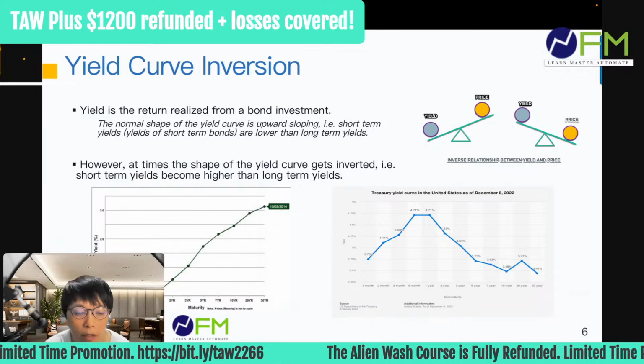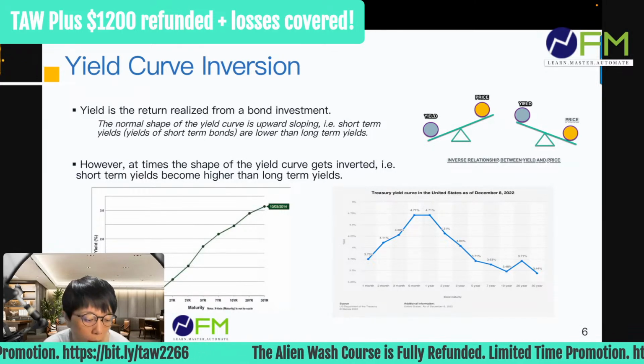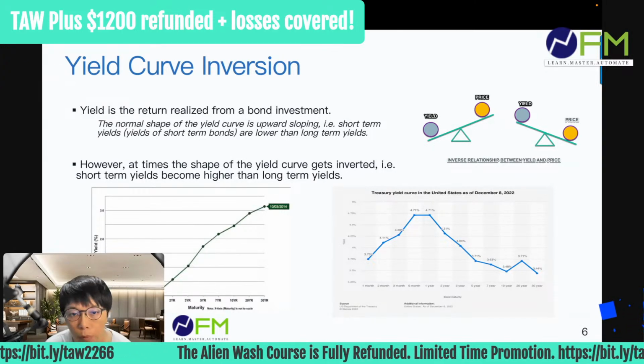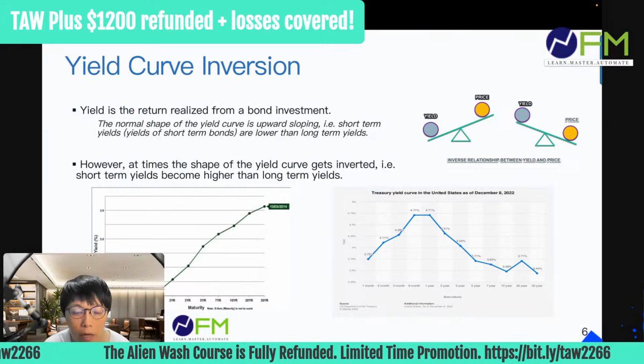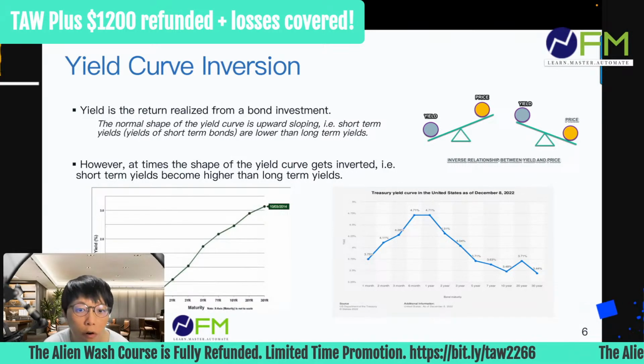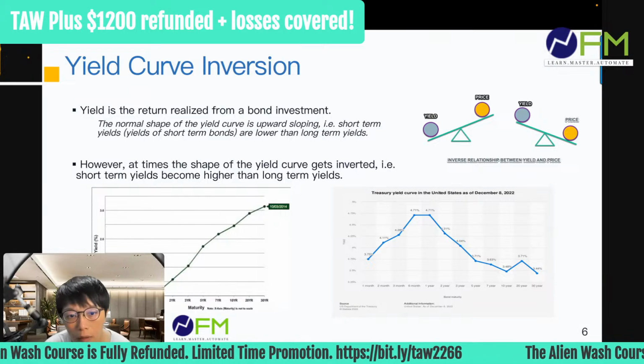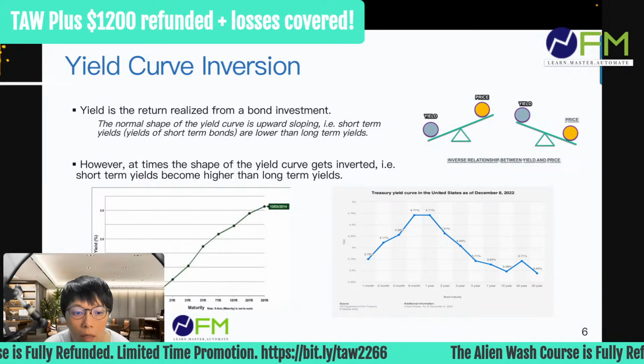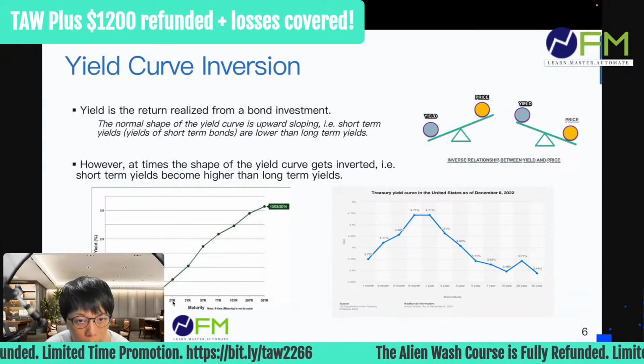It's the same thing as, for example, if you put your fixed deposit, let's say a 1 month versus a 24 months, then the 24 months would get you a higher interest. So the left-hand side will be a normalized yield curve.